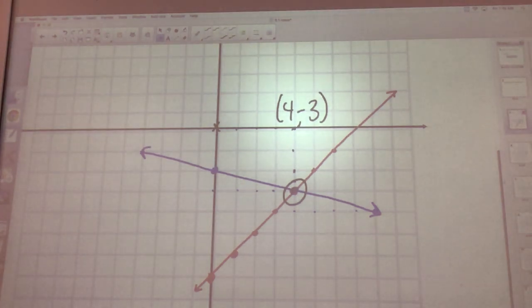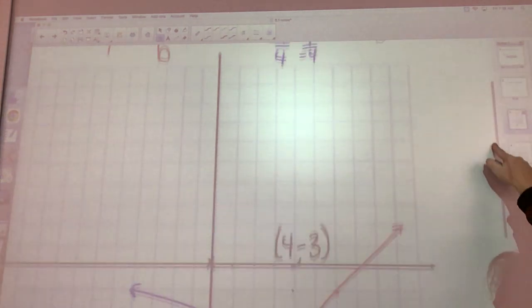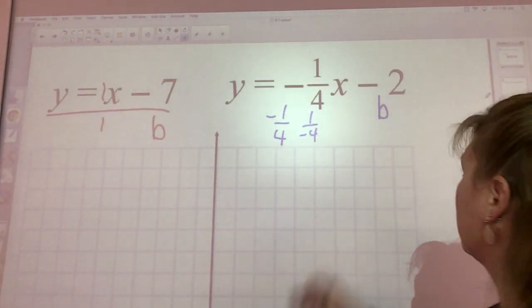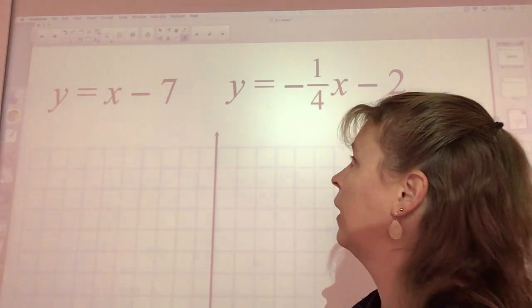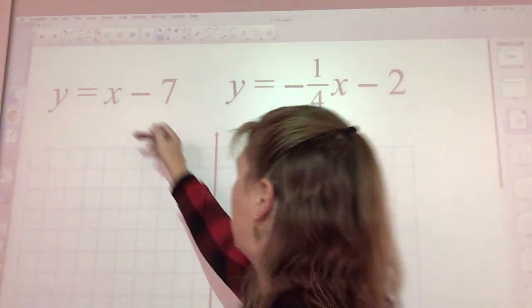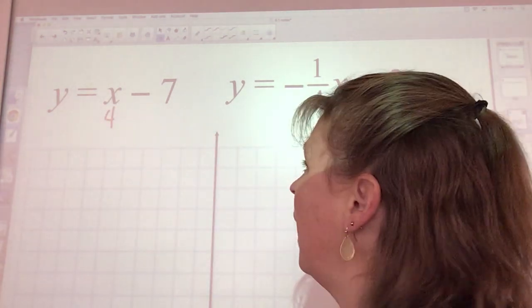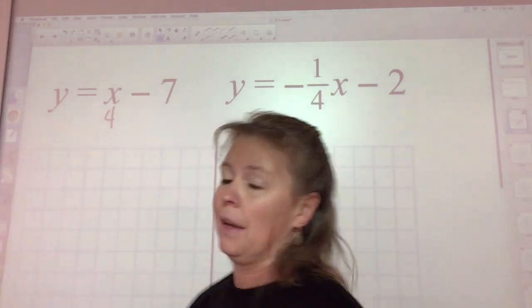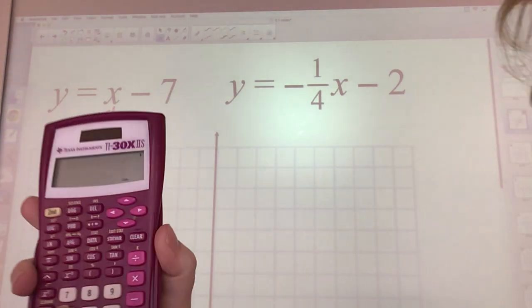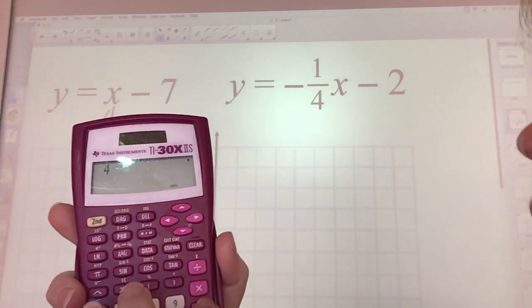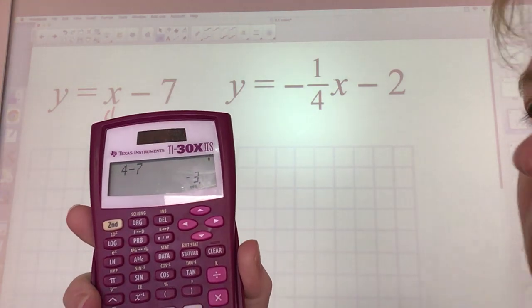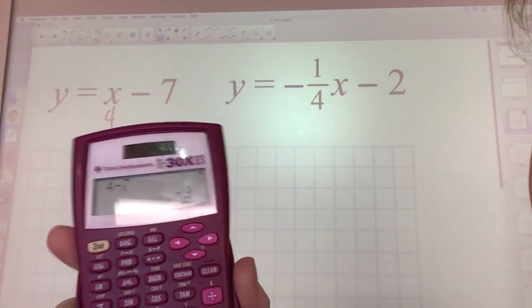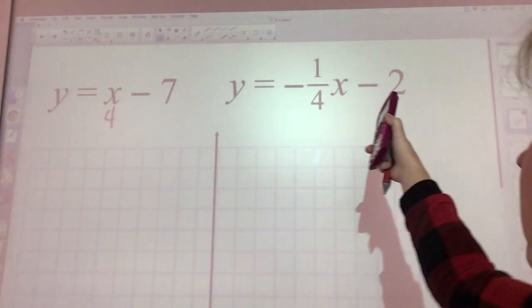Now, check this out. I'm going to grab my calculator. On here, remember my answer is 4, -3. I'm going to plug into this first equation. I know that my x is 4. I want my y to be -3. Let's see if that works. 4 minus 7, some of you could do this in your head, I hope, is -3. So it works on that equation, but we also have to check it over here on this equation.